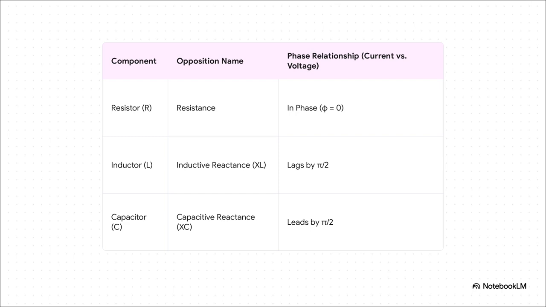Then you've got the inductor, a coil of wire that just hates change. It fights against the current shifts, which causes the current to fall behind the voltage. It lags. And finally, the capacitor. This one's all about storing and releasing charge, which gives the current a head start, making it lead the voltage. Each one creates its own special timing shift.